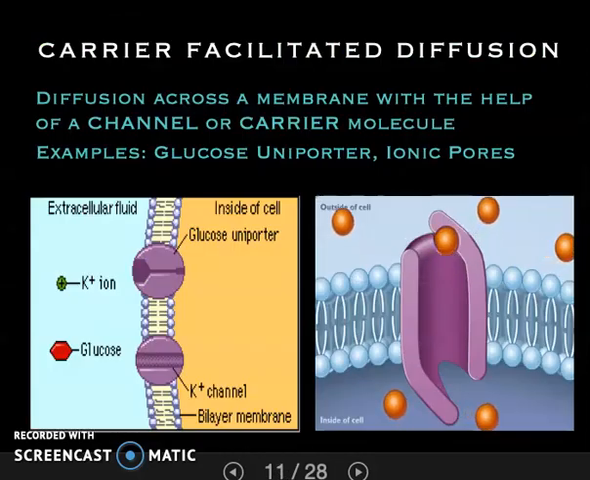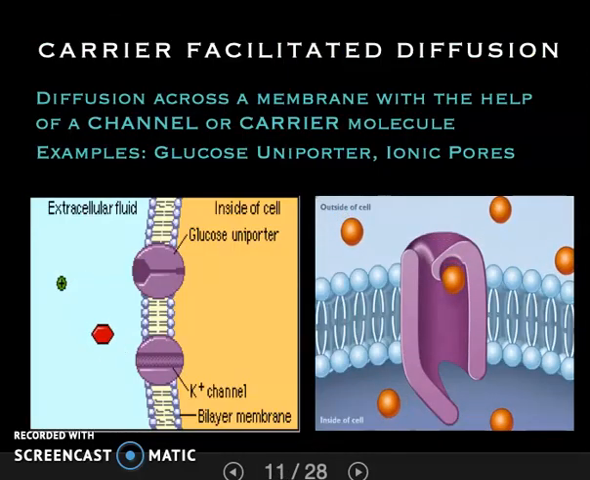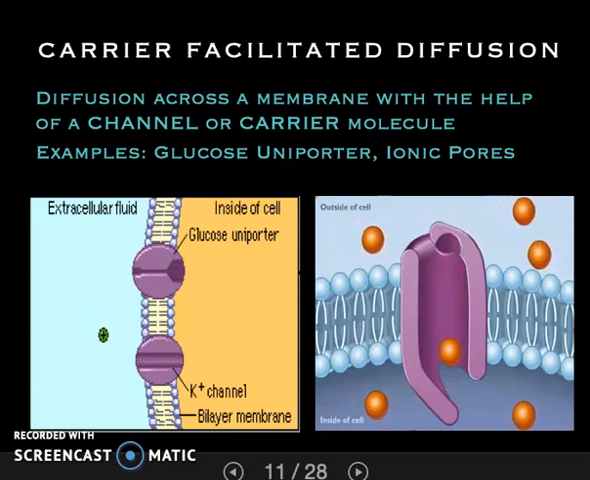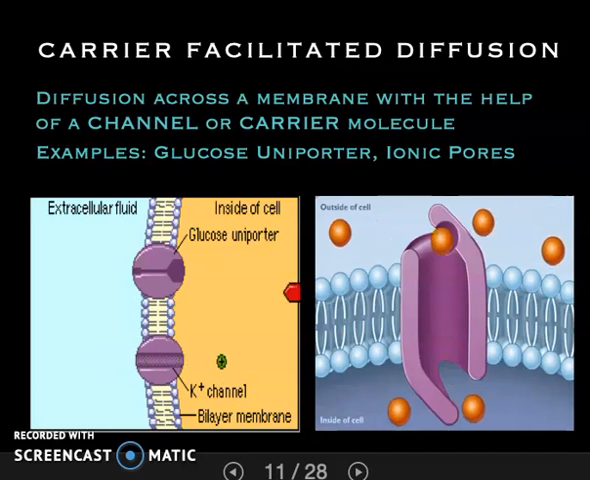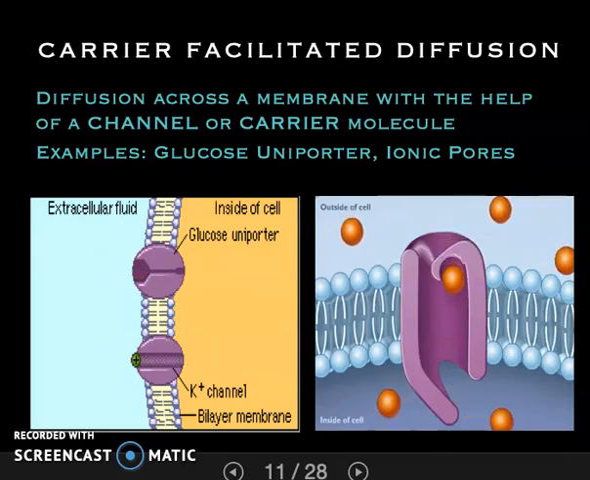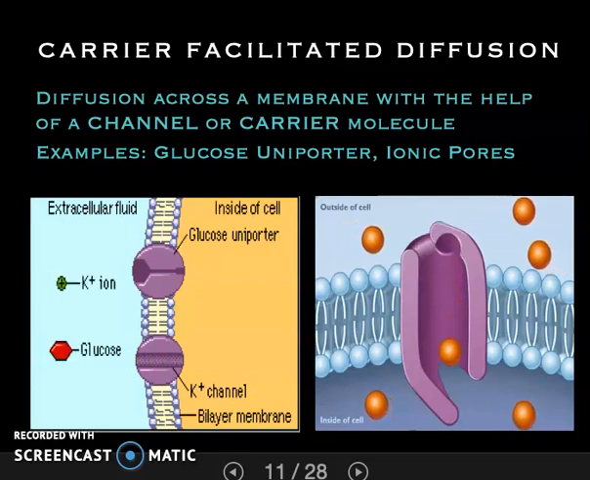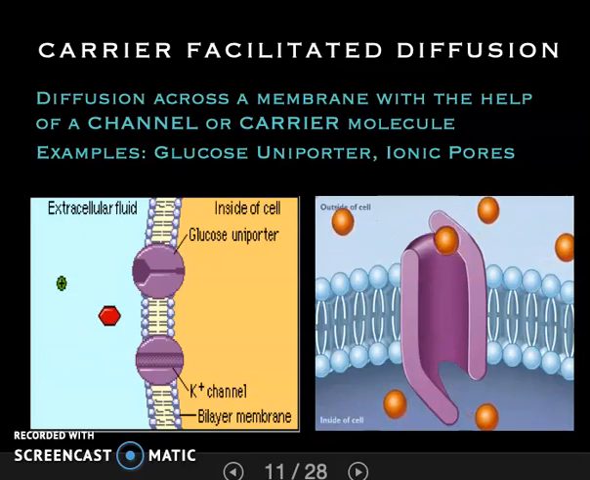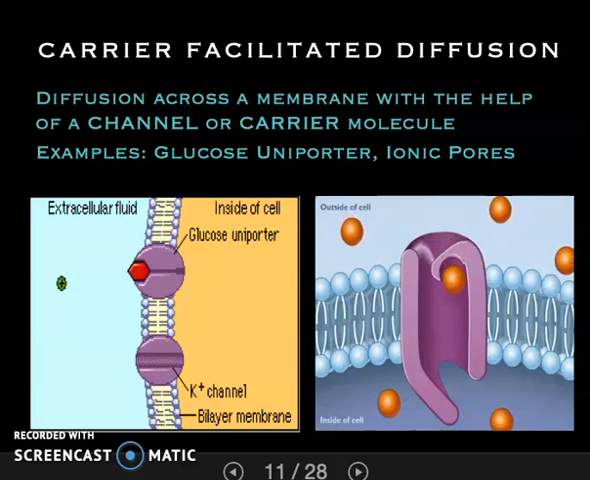Here's some illustrations of an ionic pore and an ionic carrier. At the top, you see the glucose uniporter. The glucose uniporter is perfectly designed to bind glucose and allow it to pass through. In a way, it's a gated channel. Once it binds glucose, it can actually push it through, like you see in the diagram to the right.